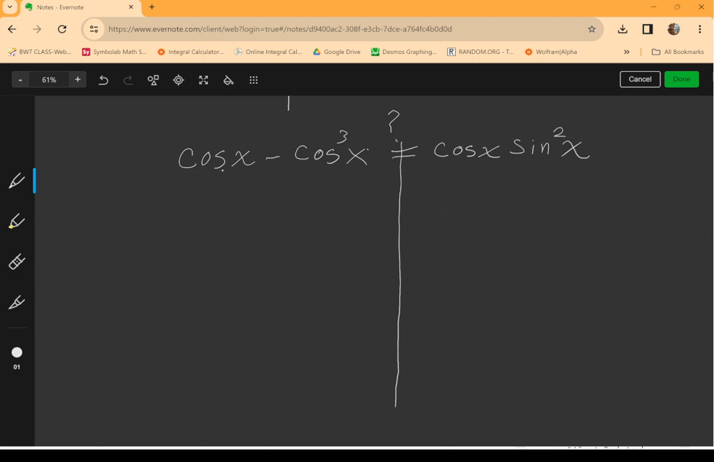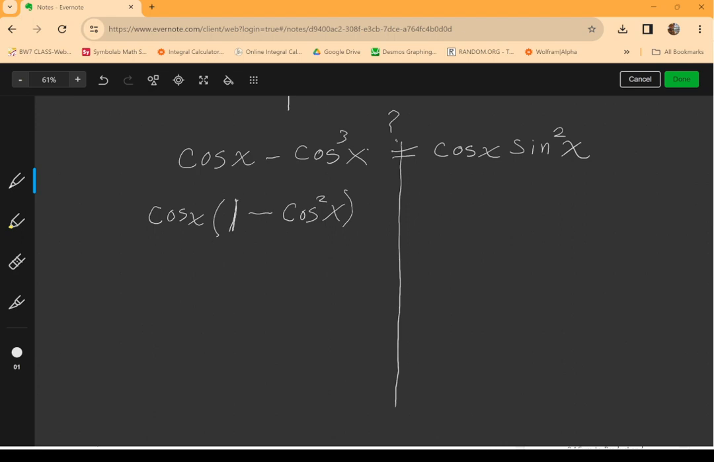The reason being is I have cosine and cosine cubed, so they have a factor of cosine in common. So I'm going to treat it like I would an algebraic expression where I can just factor it out. So I have cosine of x, and what's left here, if I factor out, there's only one factor here, so there is a 1 left, not a 0. And here I have cosine squared x.